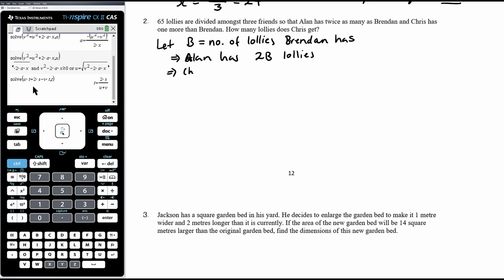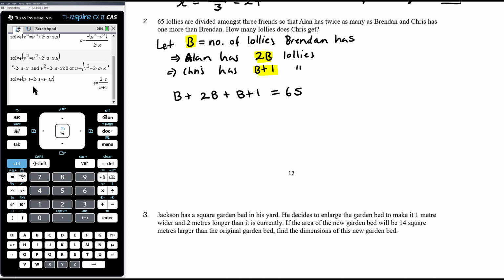And Chris, what does Chris have? Chris has 1 more than Brendan, b plus 1 lollies. So now we've got our 3 quantities, Brendan's lollies, Alan's lollies, Chris's lollies, and we know in total there is 65 lollies, so we know that b plus 2b plus b plus 1, doesn't matter what order I put them in, equals 65.